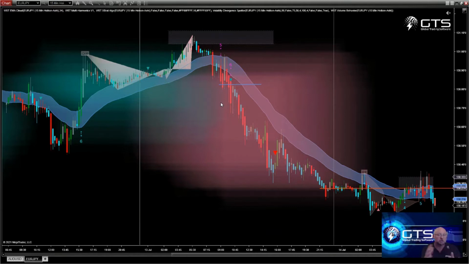This is the Ninja Trader version. There's versions for lots of platforms like Thinkorswim, MT4, TradingView, Motive Wave, TradeStation. You know, we developed for all of them.